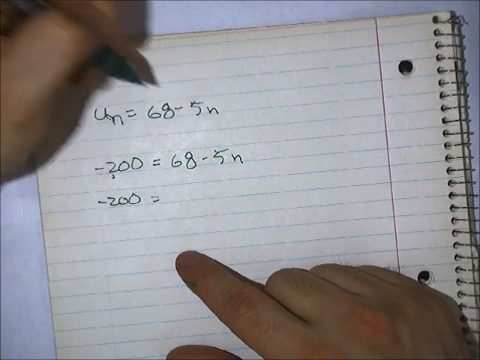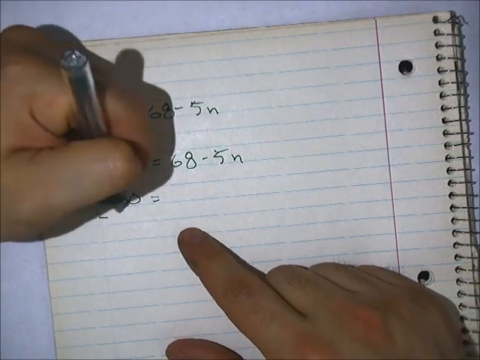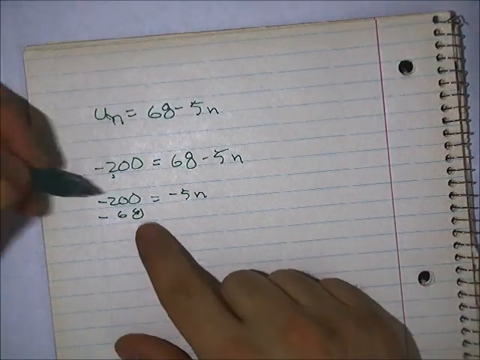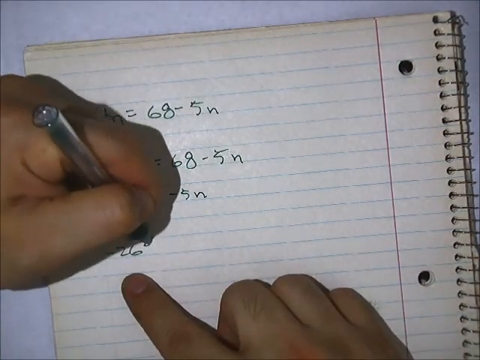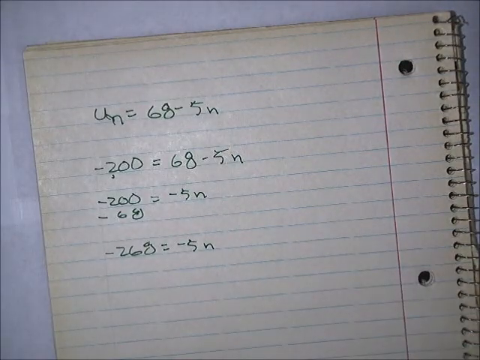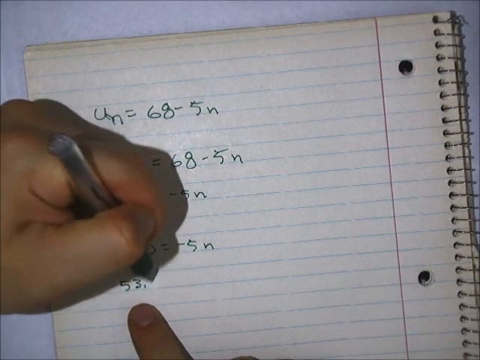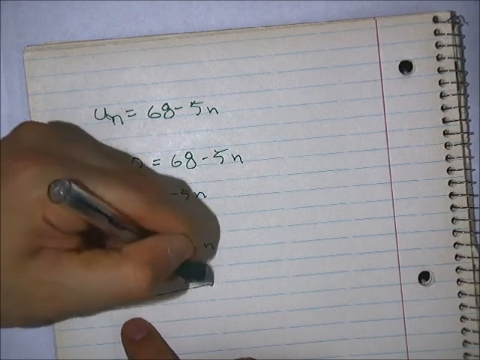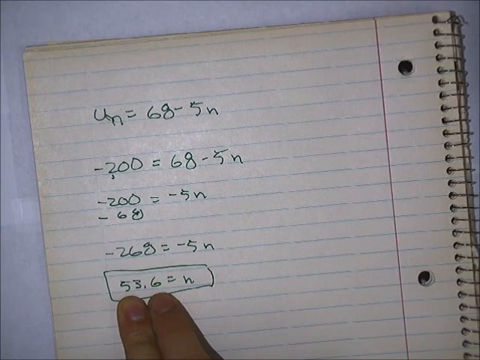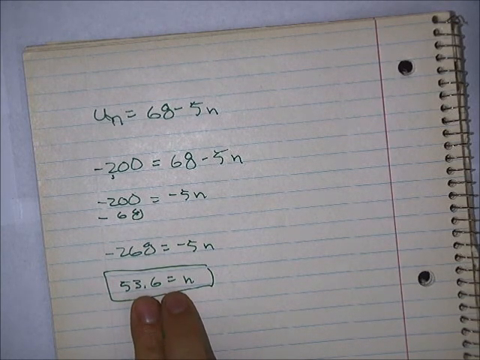Negative 200 equals, so I'm going to do minus 68, negative 5n. So that gives us negative 268 is equal to negative 5n. We divide by negative 5, and 268. It gives us 53.6 is equal to n. Now, you can't have a 53.6 term. So would it be 54 or would it be 53?